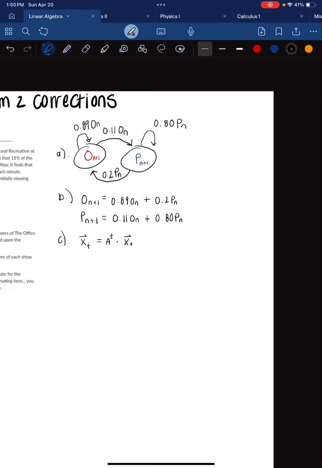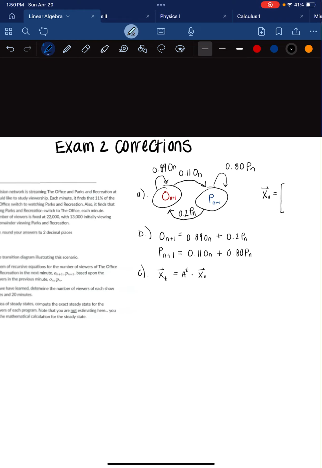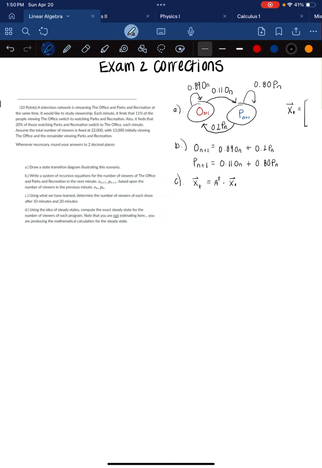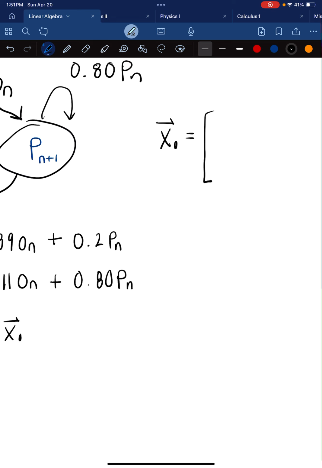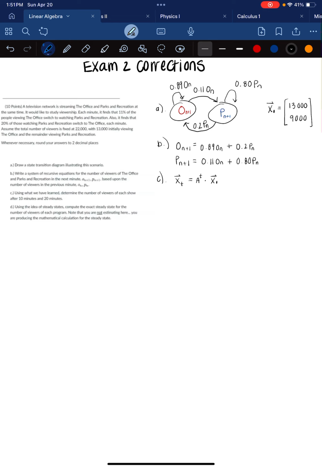Really quick, we're going to define x naught, which means the initial state vector x. In the problem, it says assume the total number of viewers is fixed at 22,000, with 13,000 initially viewing The Office. If we have 13,000 viewing The Office, that means we have 9,000 viewing Parks and Rec. Part C wants to know the number of viewers after 10 minutes and after 20 minutes.